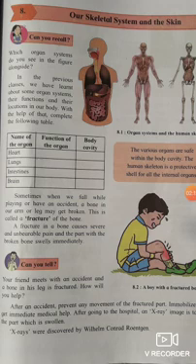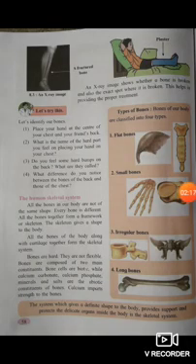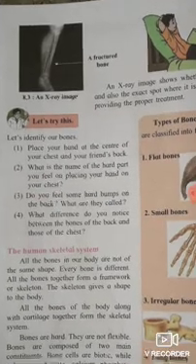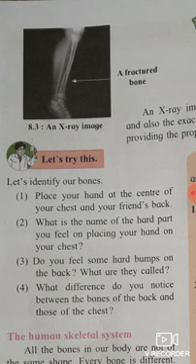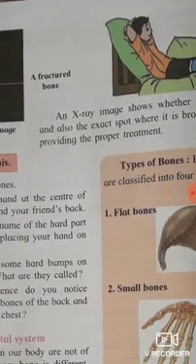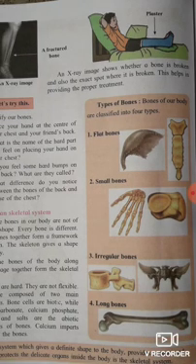Now we will see the next page. On page number 58 an X-ray image shows a fractured bone. In this picture we can see that there is a fractured bone. An X-ray image shows whether a bone is broken and also the exact spot where it is broken, and this helps in providing the proper treatment. After that, a plaster is applied.